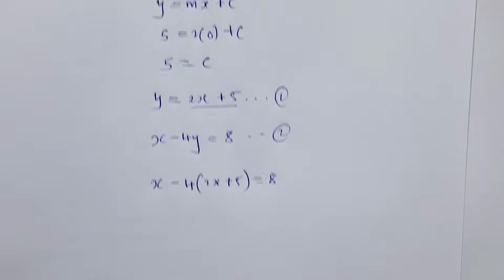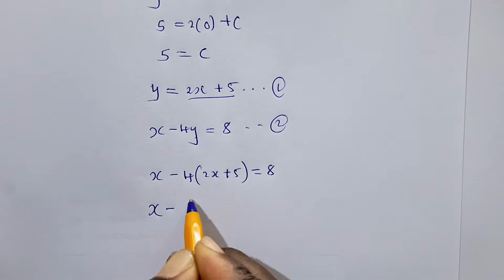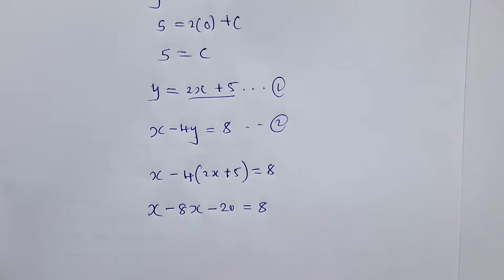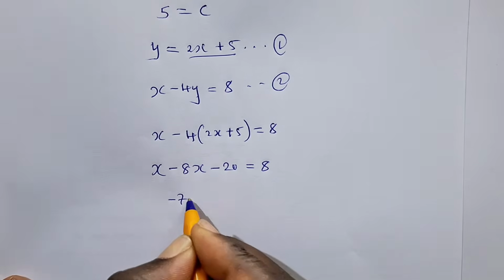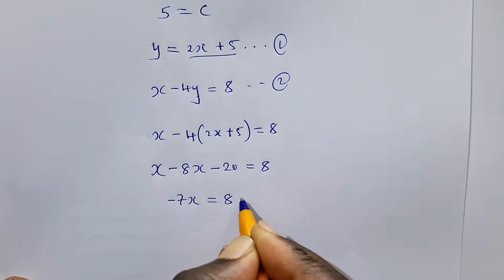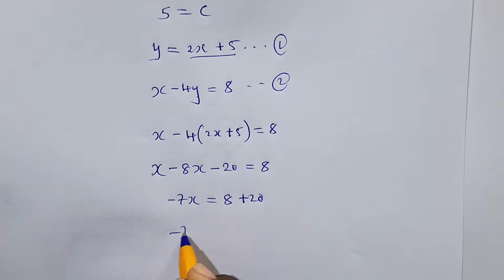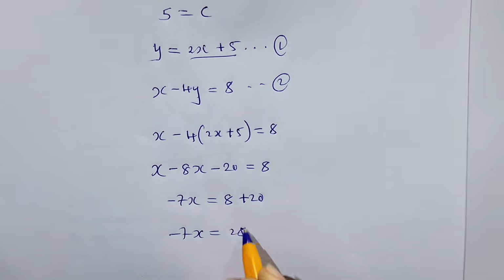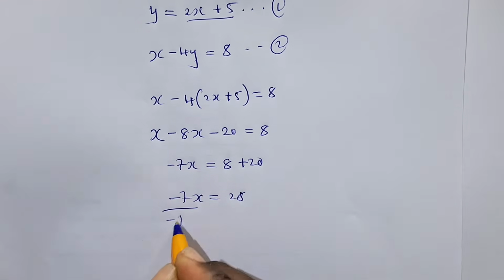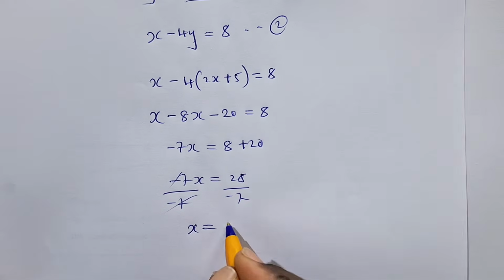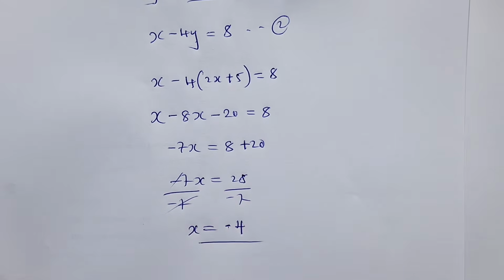Okay, so now from here, we can say x minus 8x minus 20 is equal to 8. So this will give us a negative 7x, which is equal to 8 plus 20. When minus 20 crosses the equal sign, it's now giving us a plus 20. So negative 7x is equal to 28. We divide by negative 7 by negative 7. This and this will go, x will be equal to negative 4. Okay? So x is equal to negative 4.